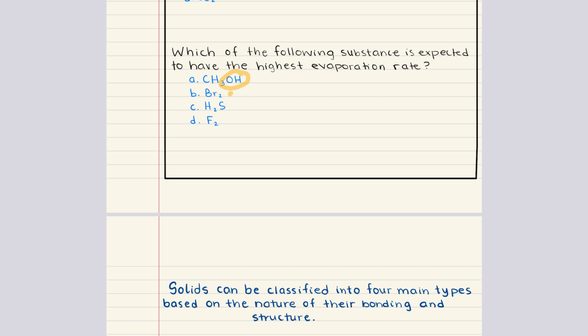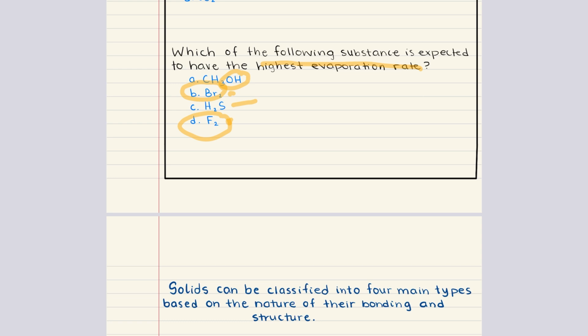Then we have bromine. This is a large nonpolar molecule that experiences only London dispersion forces. Now there's another option here that's also a nonpolar molecule that only experiences very weak London dispersion forces, and that's going to be fluorine. Hydrogen sulfide is polar, and it experiences dipole-dipole interactions, which are stronger than dispersion forces, but weaker than hydrogen bonding. Ultimately, our goal is to figure out which of these has the highest evaporation rate, so the weakest intermolecular force.